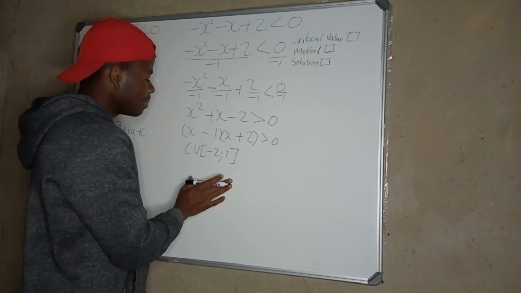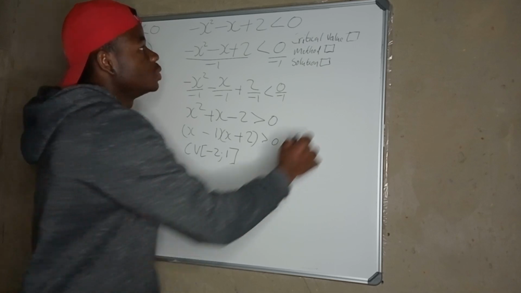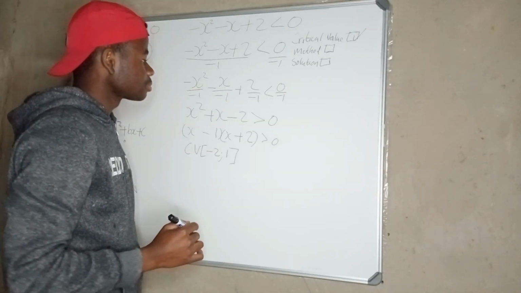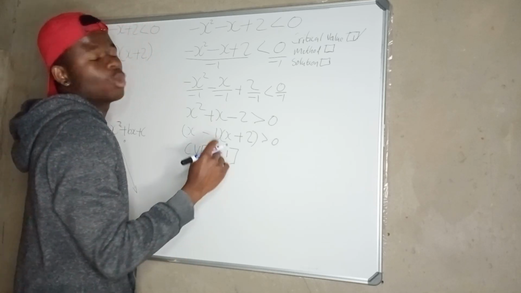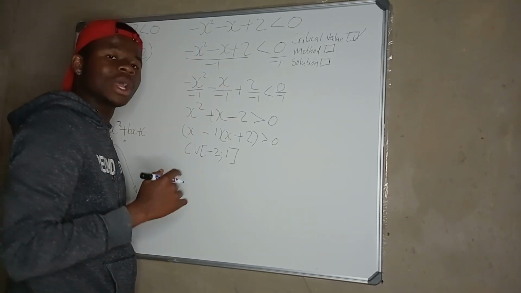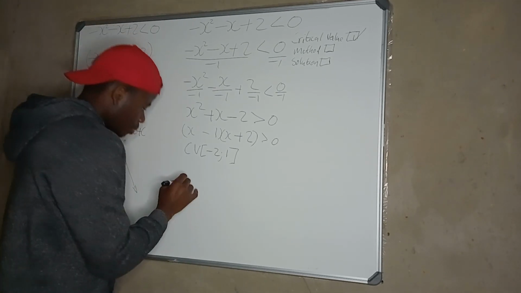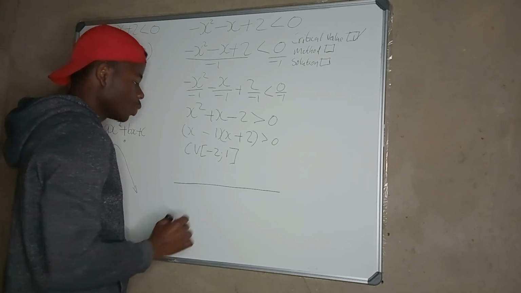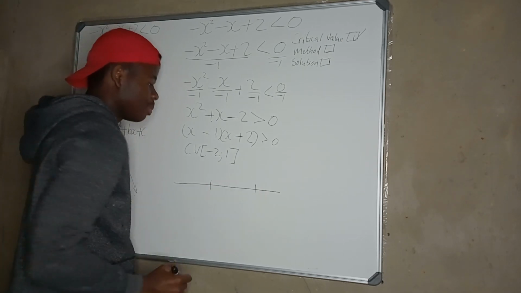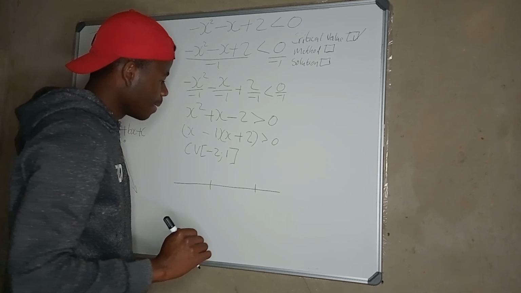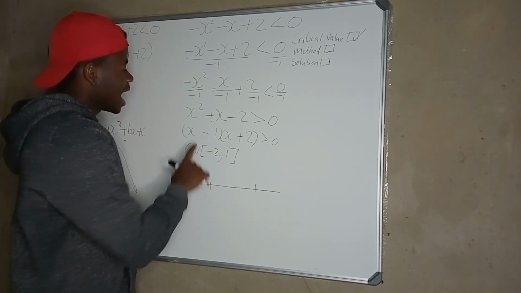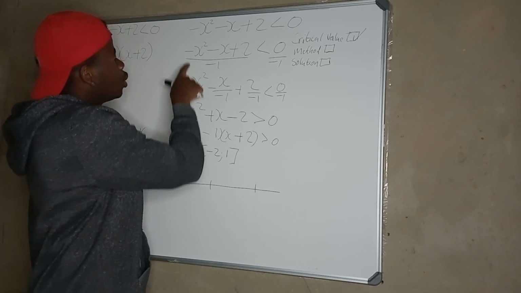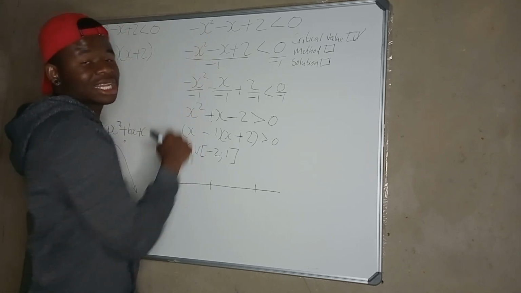Now I am done with my critical values. After taking them, I'm going to the method. How do I do the method? I draw the number line, and after drawing the number line, I put the two dashes. Then I look at this equation, not the one that I started with.